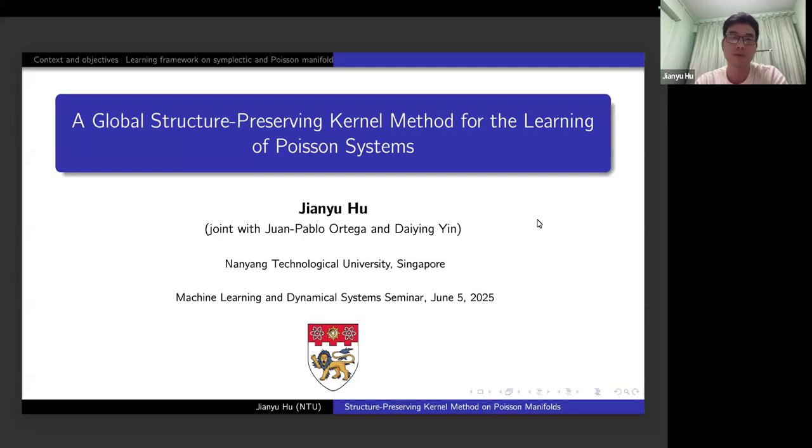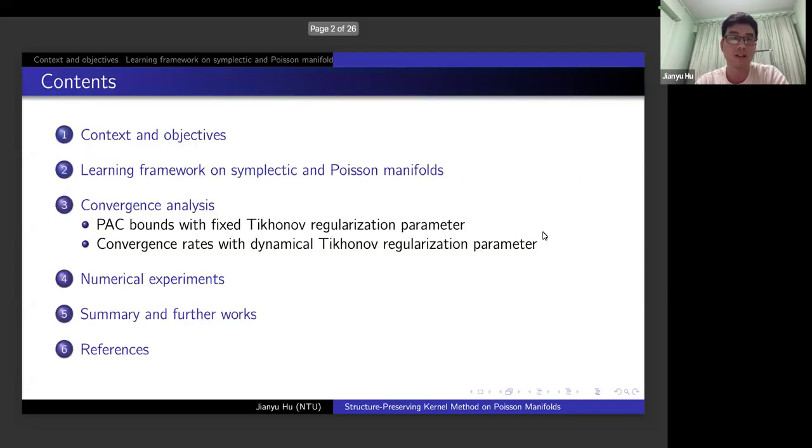So today I will present the global structure preserving kernel method for the learning of Poisson systems. This work builds on our previous research on learning Hamiltonian systems in Euclidean spaces, extending the framework to Poisson structures and the manifold setting. This work is joint with Juan Pablo and Dain. I will outline the method in the following sections.